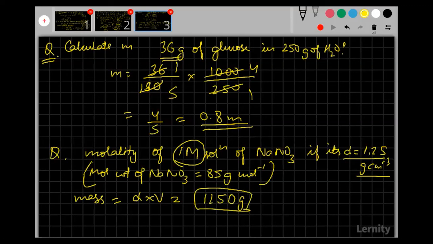But we want the mass of solvent, and how do we calculate the mass of solvent? That will be 1250 minus 85, that will be 1165. If we have got this, it will be very easy for us to calculate, because anyways moles are given, the number of moles will be 1. So it is simply 1000 by 1165. If we just do that, it will be around 0.85 or 0.86. That's how we'll be getting the answer.